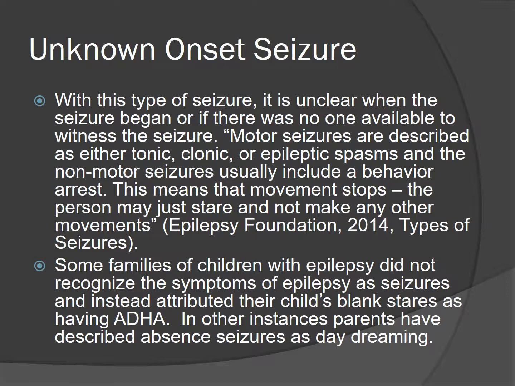But if there's no witness and you're unaware of what happened during your seizure, then it will be diagnosed as an unknown onset seizure. And these are described as tonic, clonic, or epileptic spasms. And they can also include the behavior arrest type. And when it comes to this type of seizure, some families of children did not recognize these symptoms as epilepsy. A lot of times they were misdiagnosed as ADHD or daydreaming or blank stares, those staring spells that we discussed earlier. And that's pretty common, so a lot of times it will be diagnosed as unknown.